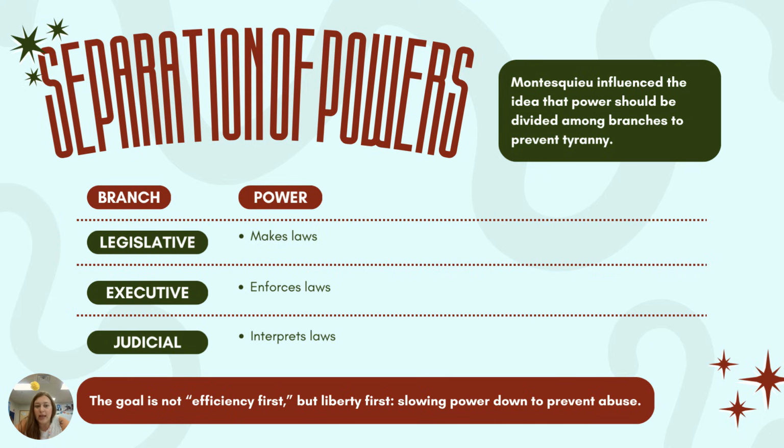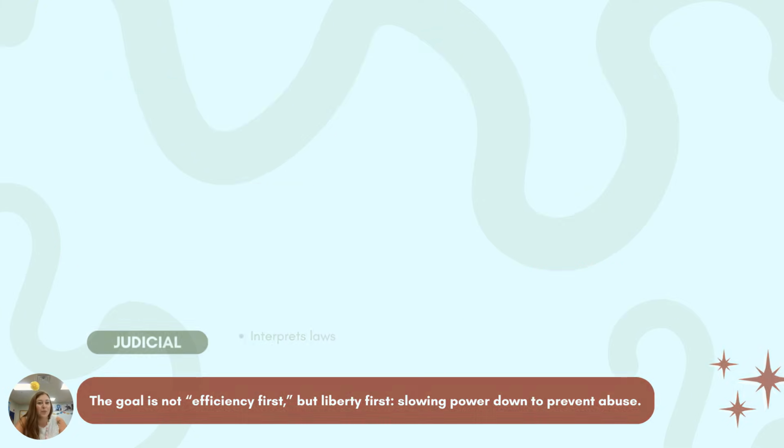Now, this creates inefficiencies. Dividing government creates inefficiencies. We know that, but that is not the goal. If the goal was efficiency first, think of how fast a bad actor could unravel government, right? And so the goal is liberty first. So we must slow down the power to prevent abuse. And that was Montesquieu's pitch, and we adopt that in the US Constitution.